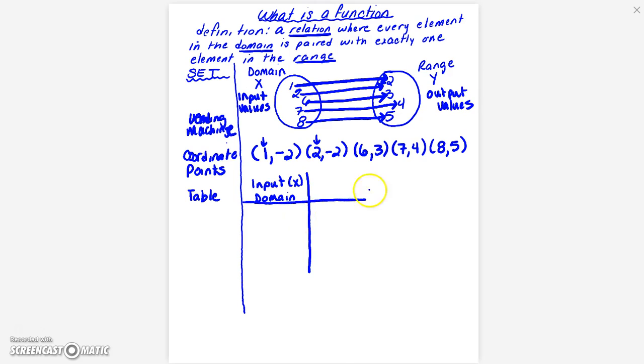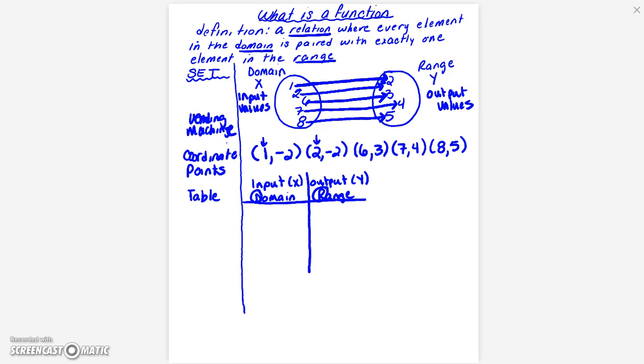And then on the other side is our output, which is our y values, which is our range. And a little trick I use to remember: domain is x and range is y. X comes before y and D comes before R. So that's how I remember how they match up there.